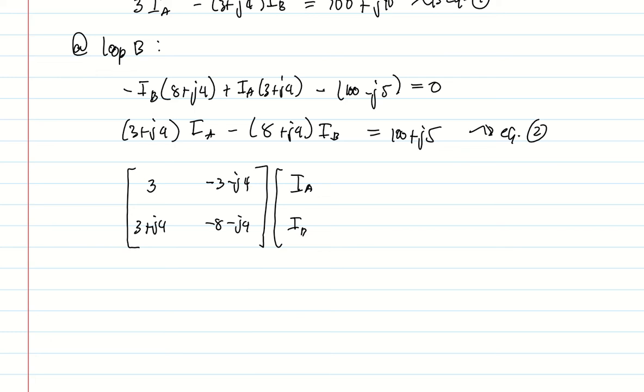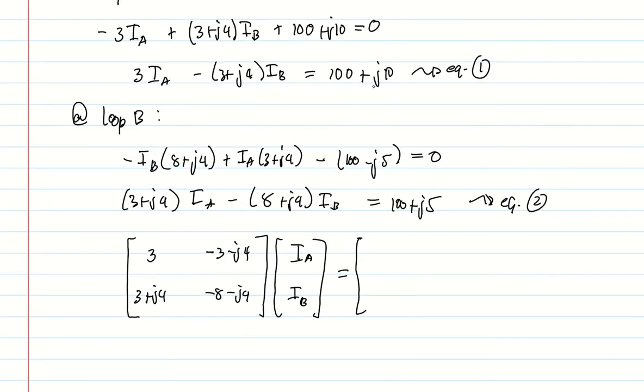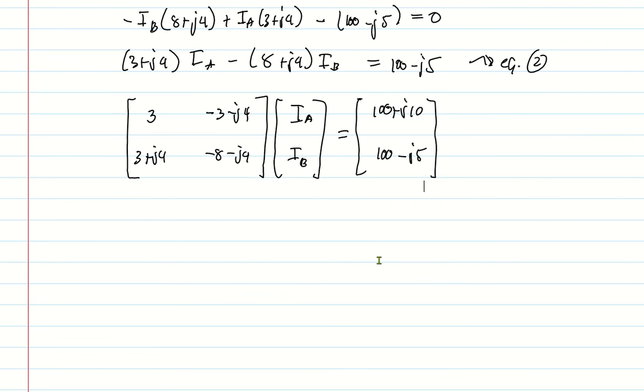And this should be equal to the constants, or the voltages at the right side of the equation. So for the first equation, the constant is 100 plus j10. And for the second equation, that should be 100 minus j5. So this will be our determinant, and we can apply Cramer's rule.